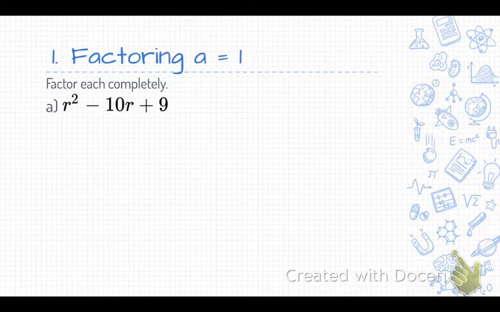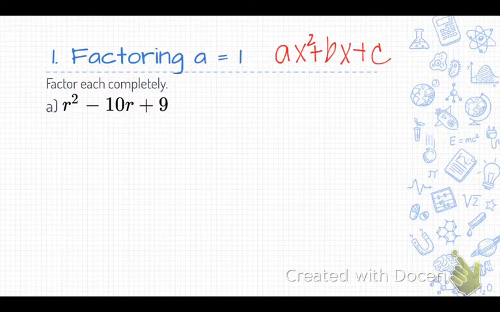Okay, so I make a t-chart. Let me backtrack, sorry. When we have a quadratic equation or an expression, it's written in this form. Is that something you remember? You've seen that before? The three terms are a, b, and c. So this means a equals 1, which just means I have 1 right here, okay?